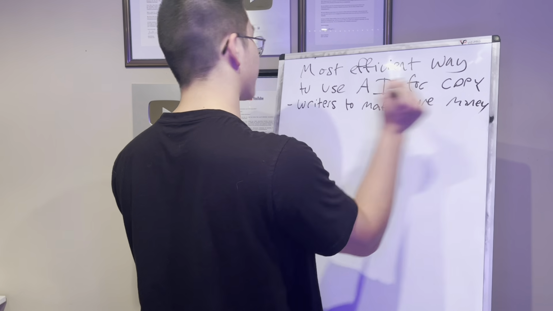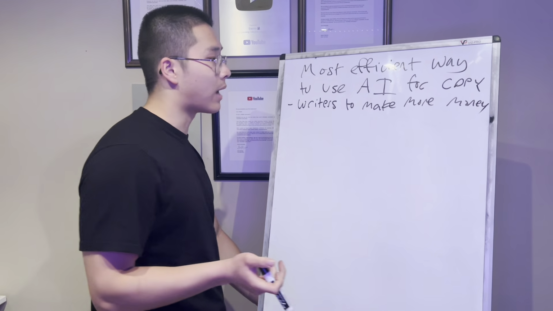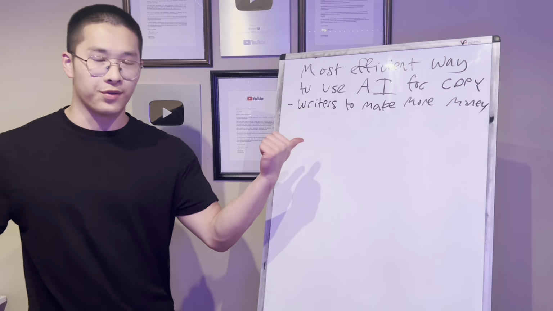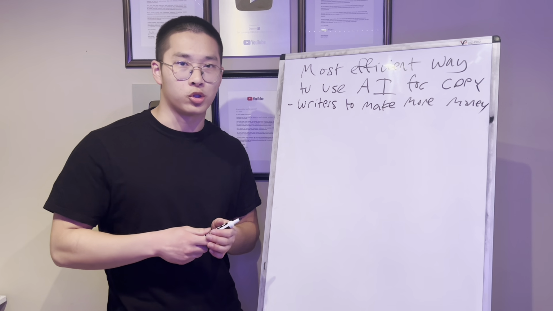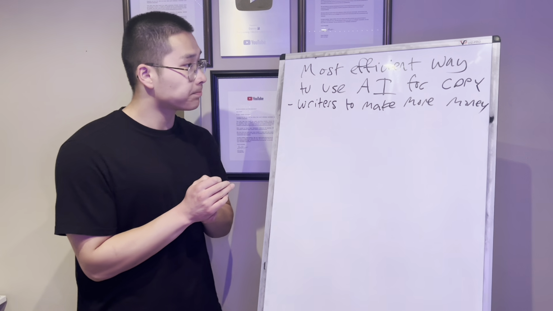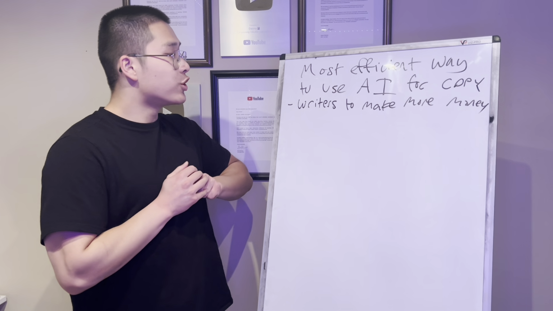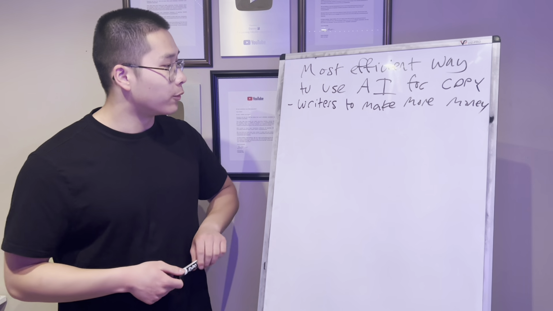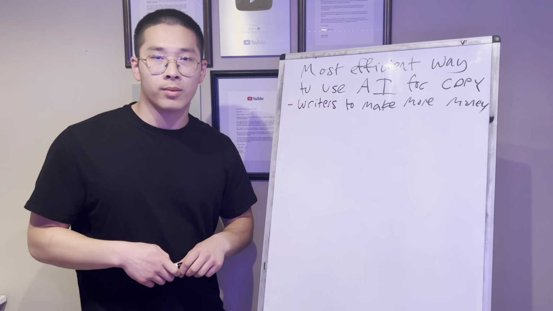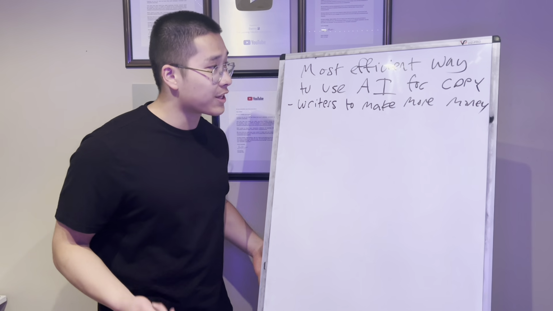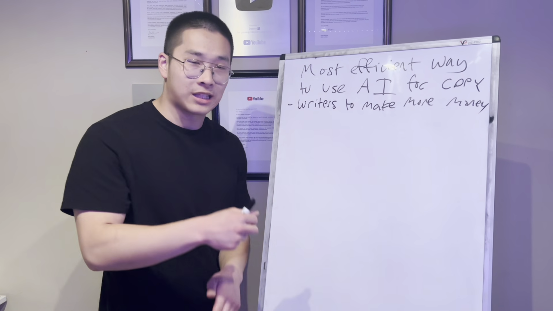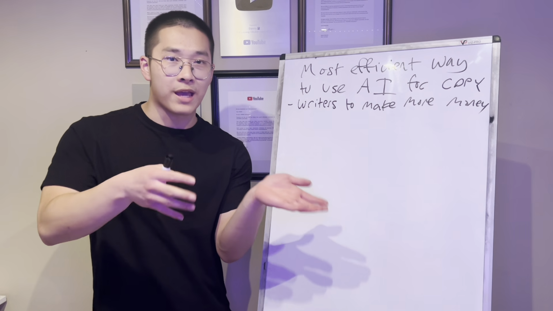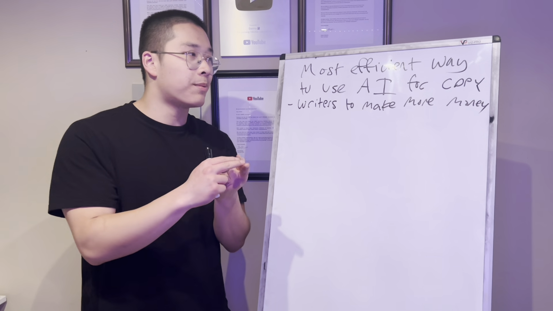Now, this is just obviously an idea. You don't have to title it word for word because this is obviously a long title. You could probably figure out a way to shorten it. But the most efficient way to use AI for copywriters to make more money. What does this include? It solves a massive problem for copywriters, which is a type of business model, to make more money. Because a lot of people want to use AI.